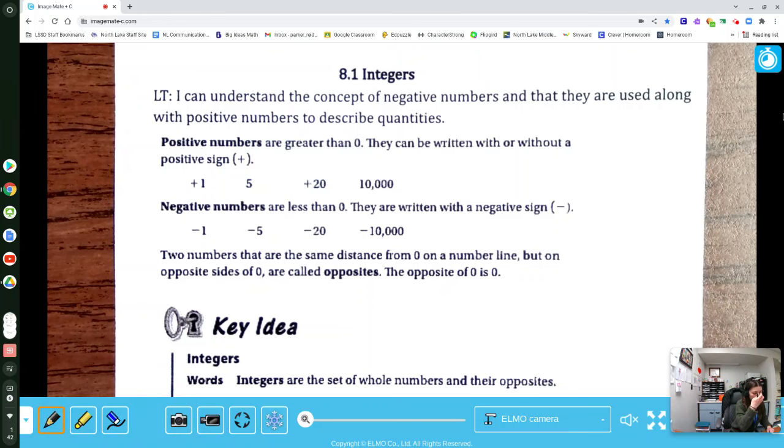Students, in this video, we're going through section 8.1 about integers. Our learning target is: I can understand the concept of negative numbers and that they are used along with positive numbers to describe quantities. Our first vocab term is positive numbers.